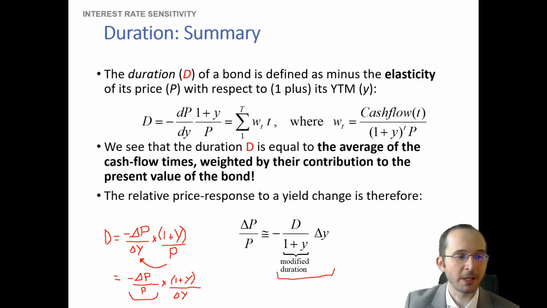That gives us a linear function for the price response for a change in yield. In other words, the bond's change in price rescaled by its original price, sort of like a return, if you will, is the negative duration rescaled by yield, which we call modified duration, times the change in yield.